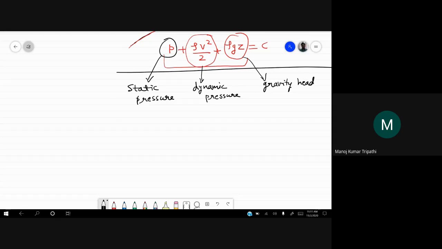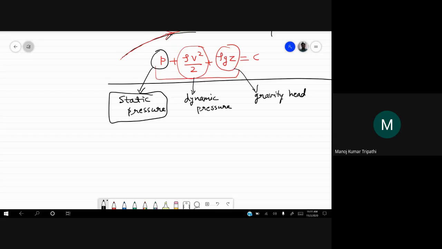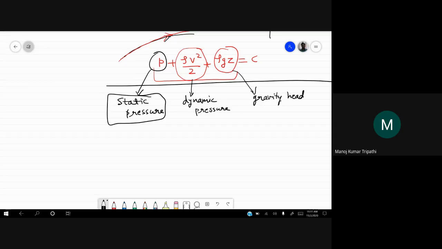Although the name is static pressure, it does not mean that everything is static here. Things may be moving. There is a flow, of course, if there is a velocity here, but still you can have this P. We can define this P.